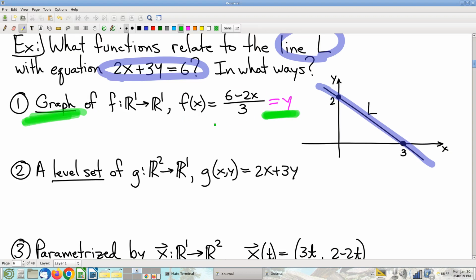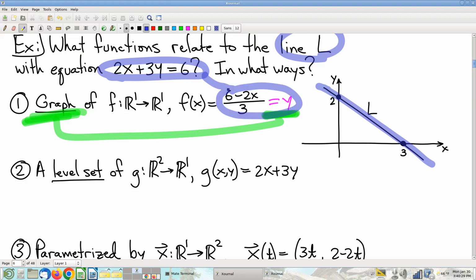And this is what a graph is. We're taking a graph of a function, you set the values equal to a new variable. Notice that the result is an equation that is equivalent to the original equation for the line. So, in fact, the graph of this function gives me the same line. So what function are we looking at here? Well, in the sense of being a graph, this line is the graph of this function right here.